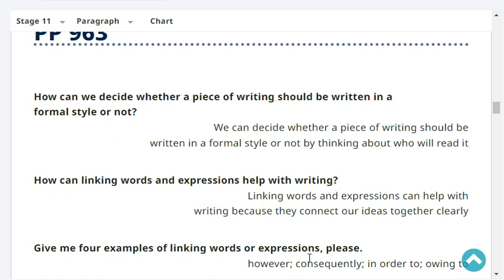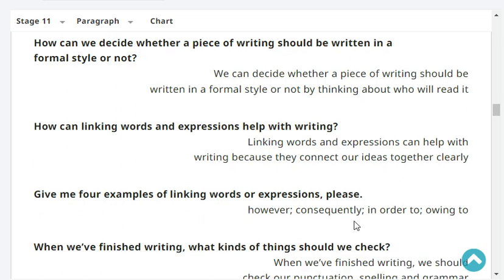We can decide whether a piece of writing should be written in a formal style or not by thinking about who will read it. Very good. How can linking words and expressions help with writing? Linking words and expressions can help with writing because they connect our ideas together clearly.